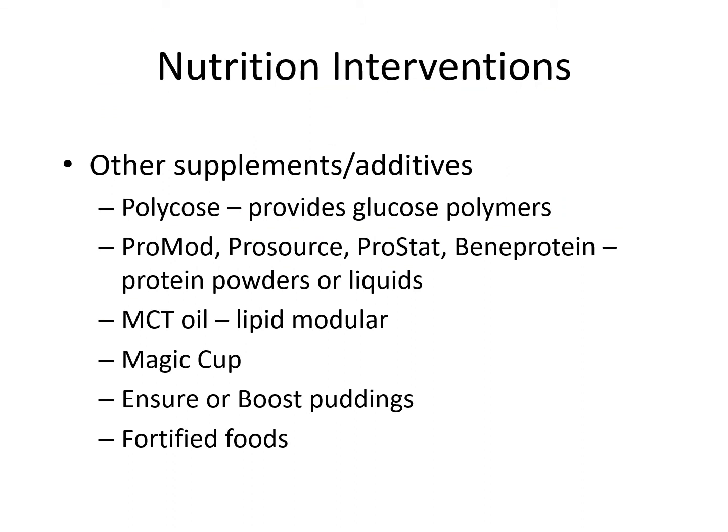Other supplements or additives that we can provide patients. So we can add Polycose, which is a form of glucose modular. We can add ProMod, ProSource, or ProStat, which are hydrolyzed and highly absorbable protein liquid modulars. We can also use protein powders, MCT oils, Magic Cup, which is a special type of, in essence, an ice cream that doesn't melt. It's kind of cool. It's some cool food science. Ensure and Boost pudding, so they also come in a pudding form. And we can also use fortified foods.